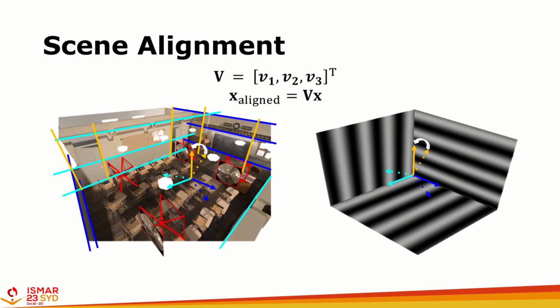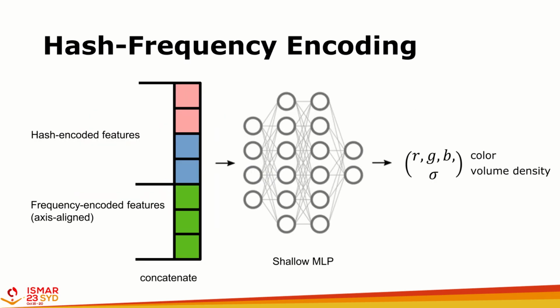With the knowledge of 3 estimated orthogonal vanishing point directions, we apply a simple rotation to the camera coordinates, ensuring that a significant portion of the scene structure aligns with the axis. Finally, we combine the hash encoding with axis-aligned frequency encoding through a concatenation. We found that this combination improved the robustness of hash-based NeRF when dealing with limited input views, particularly in scenarios with imperfect scene scaling.